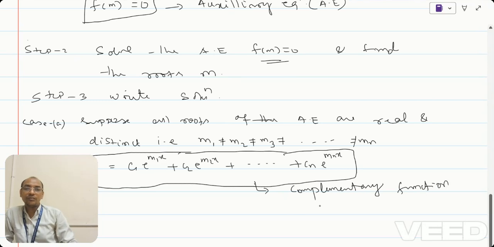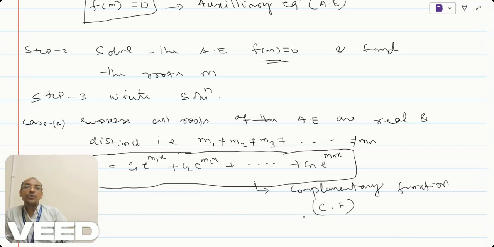So in short form, you can say C.F. A.E. means auxiliary equation. C.F. means complementary function. So after solving the auxiliary equation, depending upon the roots, we can write the solution. In the first case, I said that if all roots are real and distinct, then we can have the solution in this form, which is nothing but the complementary function.